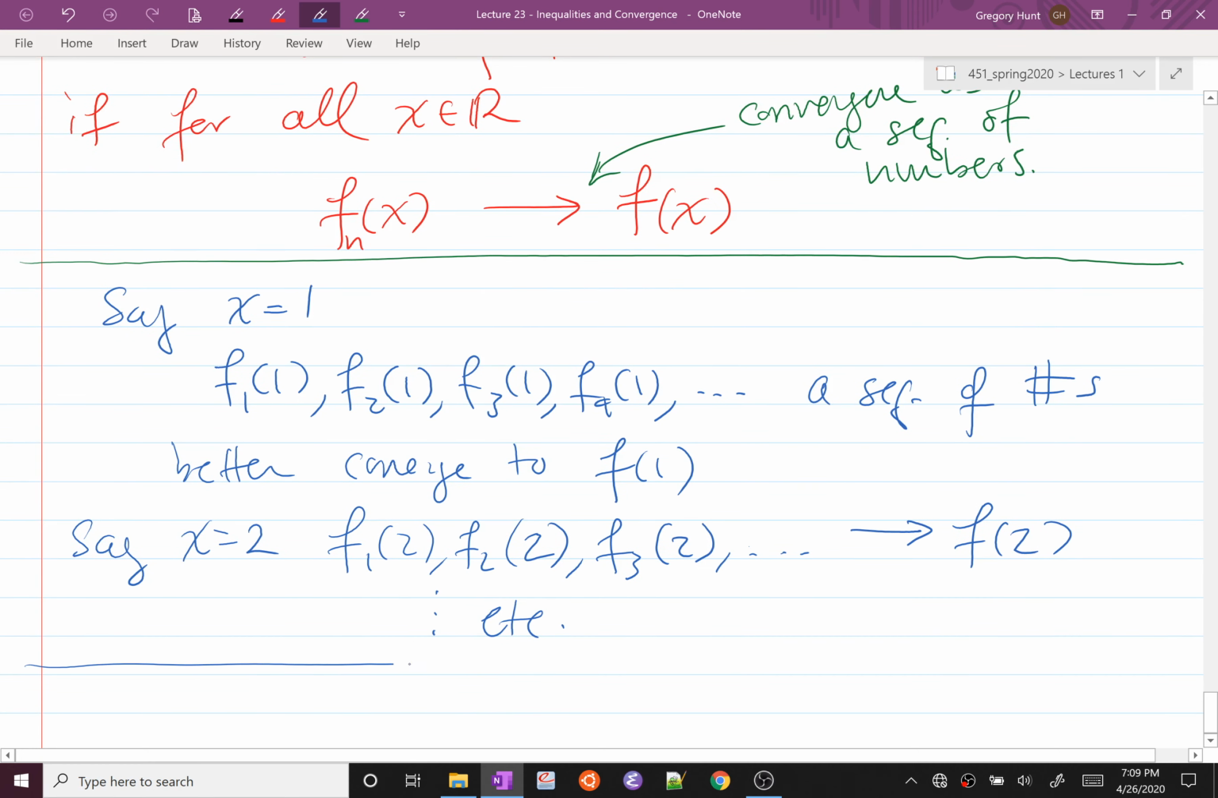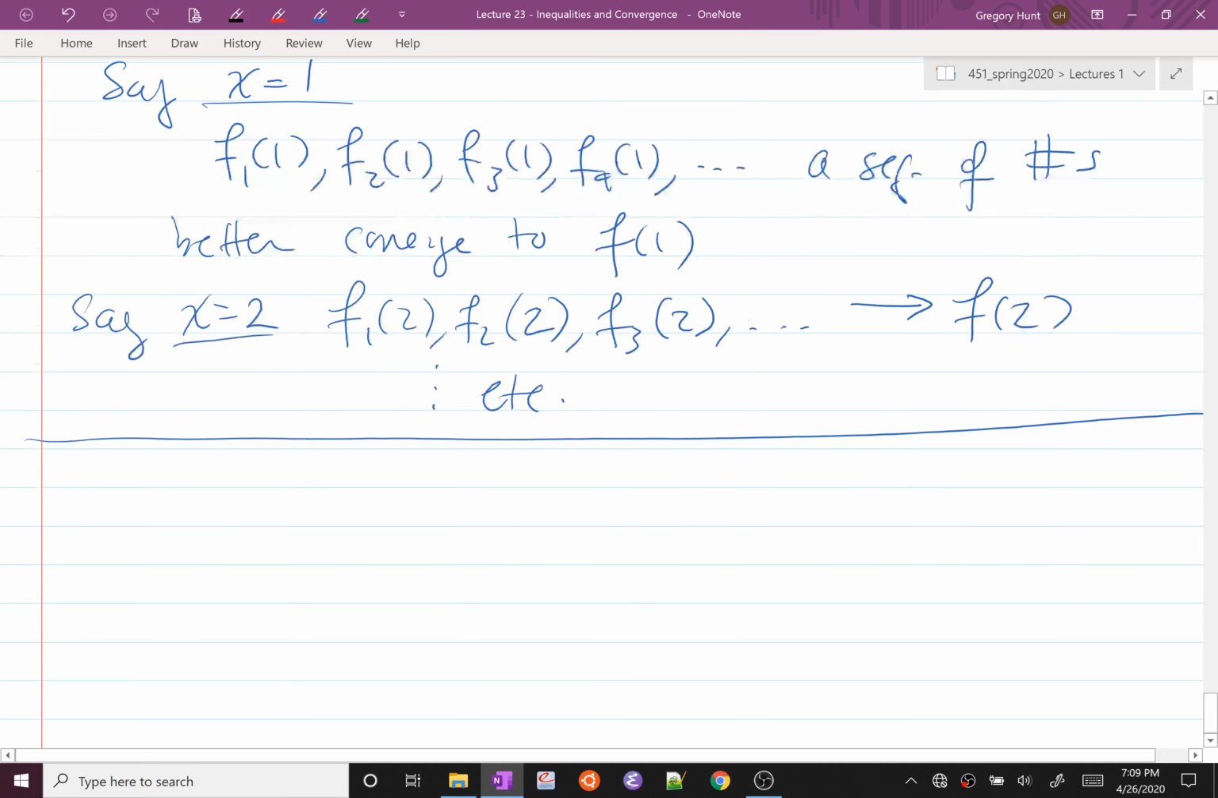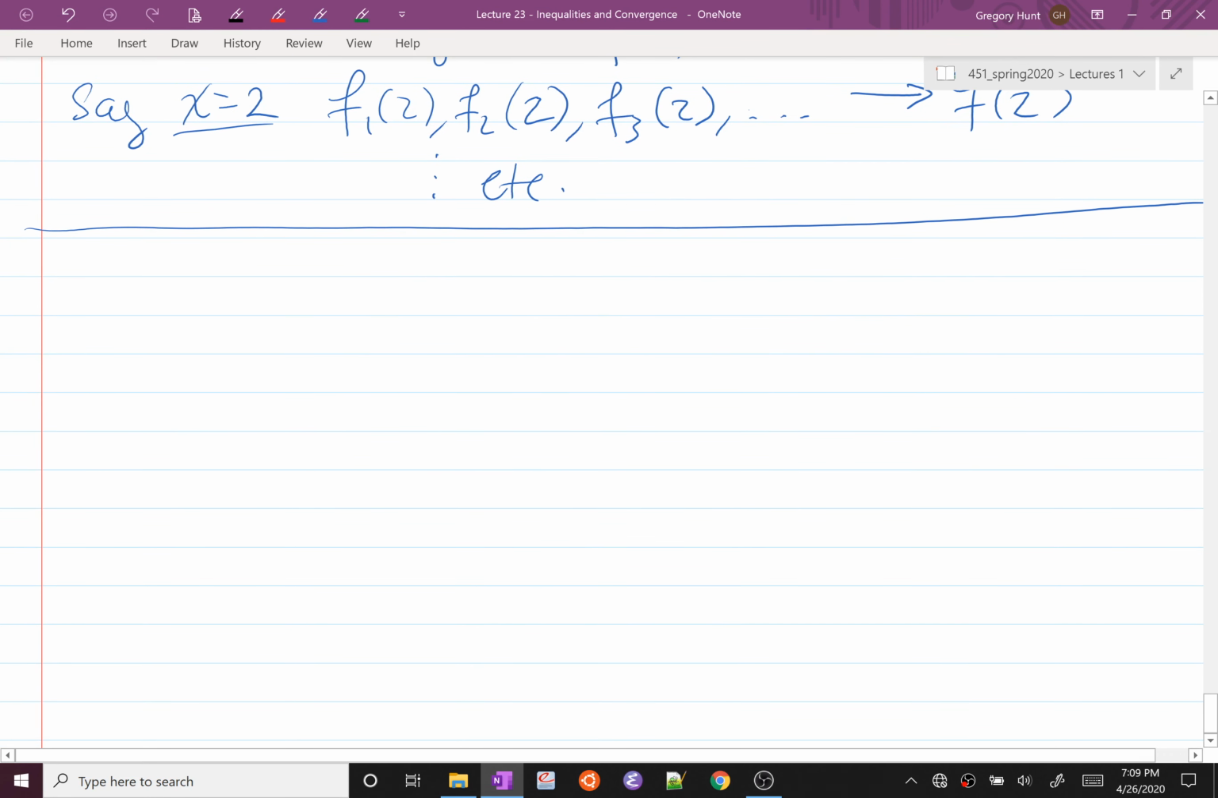It better converge for any value x we plug in, be it 1, 2, 1.5, whatever value, they better converge. So this is called pointwise convergence of functions. It is the most basic form of convergence of functions. And because random variables are functions, we can basically rename this convergence and get a very simple convergence of random variables.